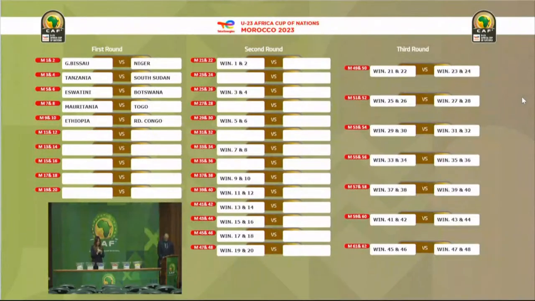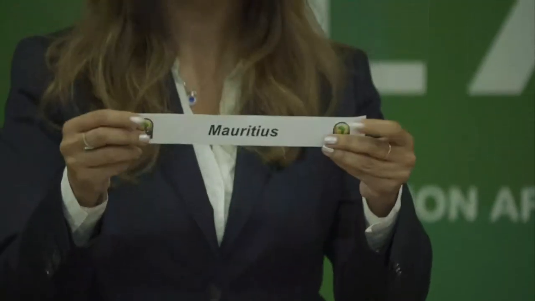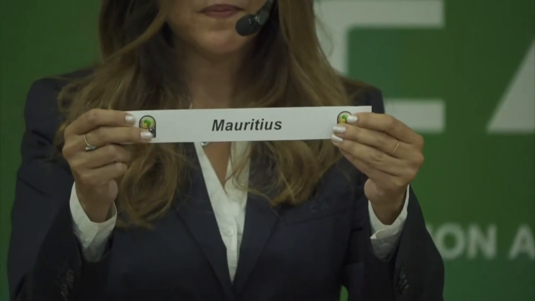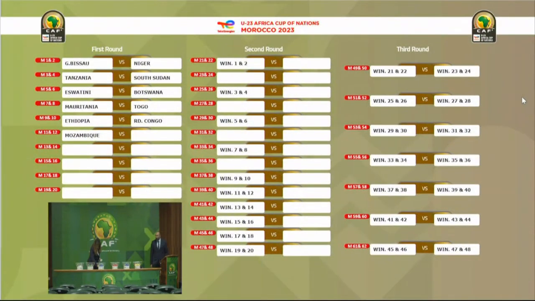Mozambique. And the opponent of Mozambique will be? Mauritius. The first leg will be played in Mozambique and the second leg in Mauritius.